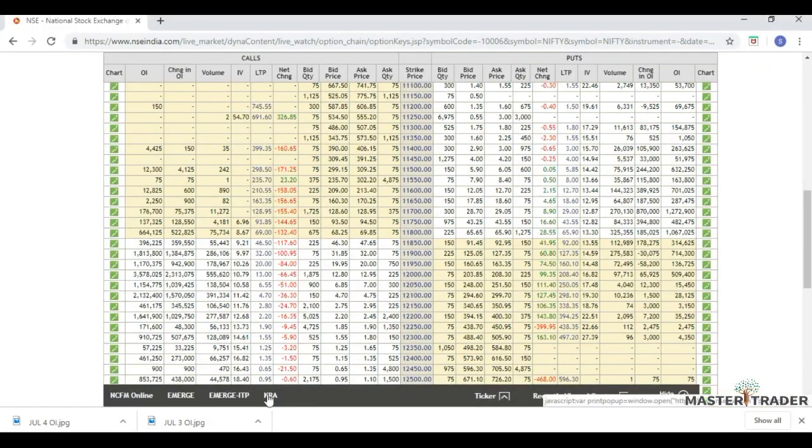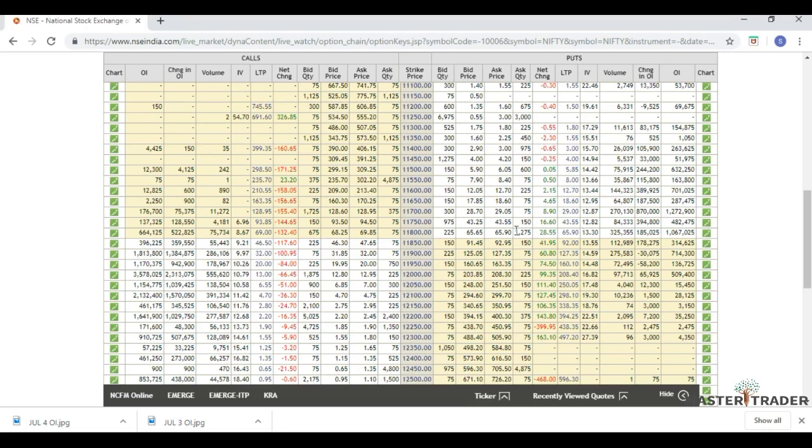First thing we need to look at: on the left side you will see all the call data, and on the right side you will see the put data. So this option chain analysis is just a breakup of what is happening on the call side and what is happening on the put side, and we just need to interpret that data.